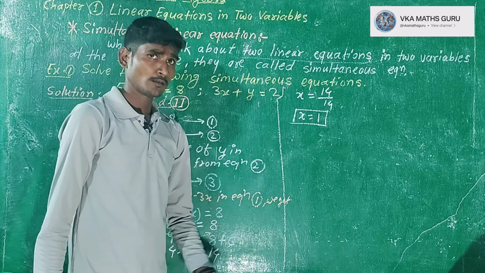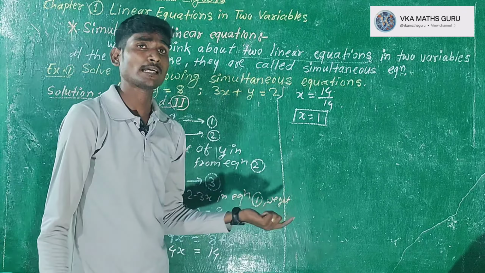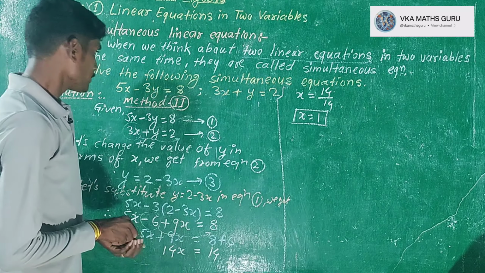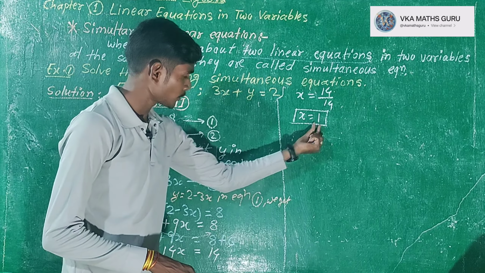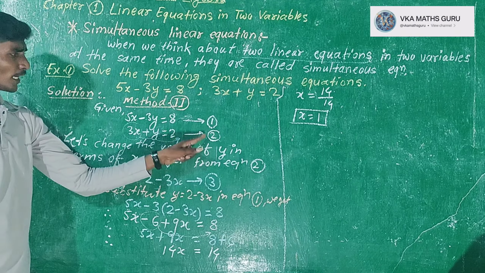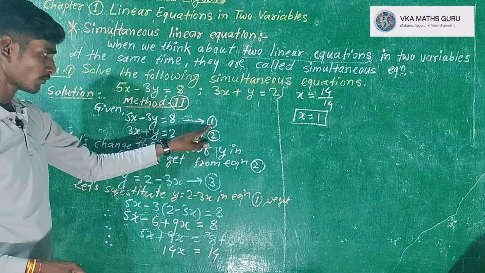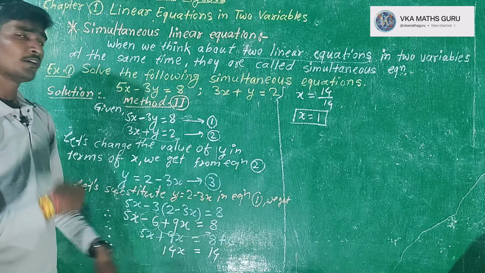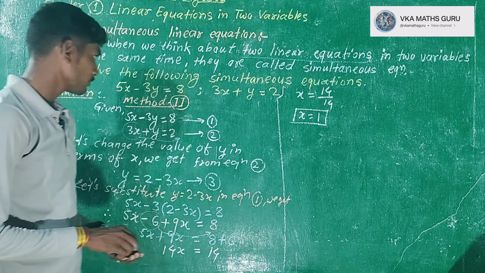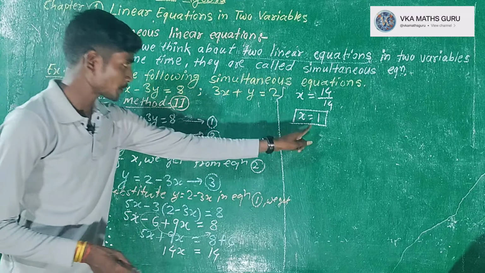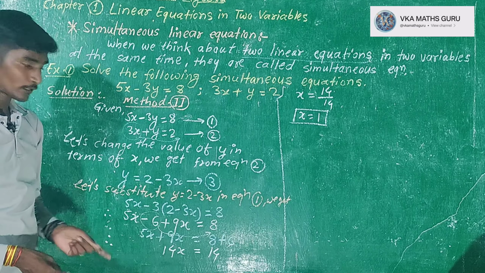This is only one variable, but in a simultaneous equation we want to find the value of x and y, that is the two variables. So now see here, if you put the value of x equal to 1 in equation 1, 2 or 3, we get the same answer. So let's substitute the value of x in equation 3. Then we get y directly as the answer.